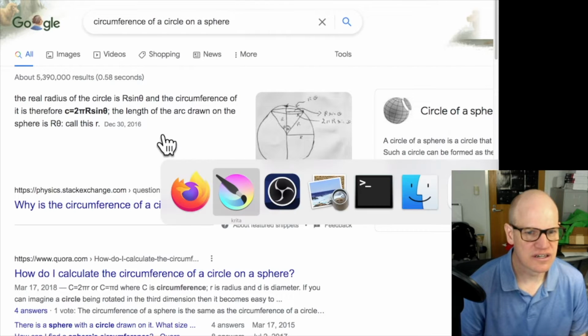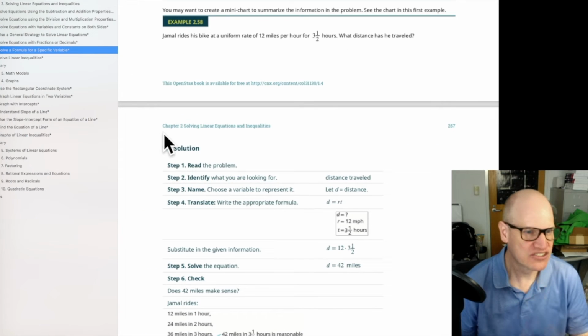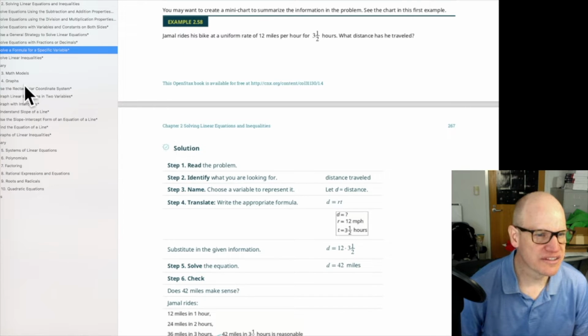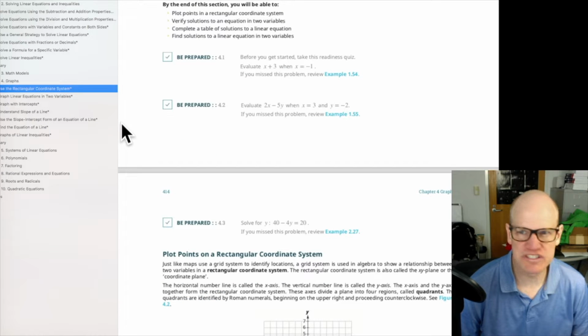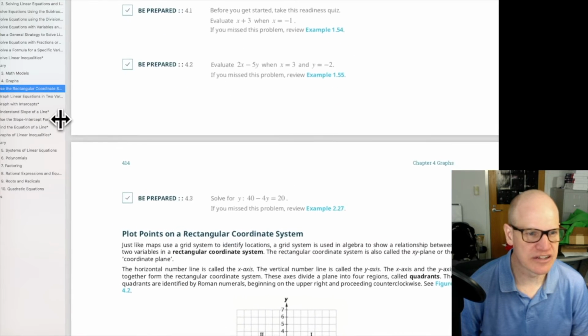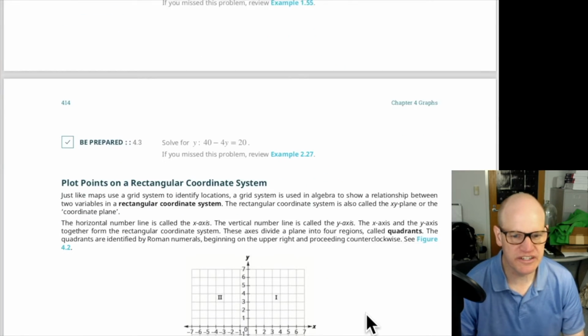All right, let's see, what is next? Let us move on to this section on graphing. What does it actually mean to be graphing something in algebra? Plotting points on a rectangular coordinate system.